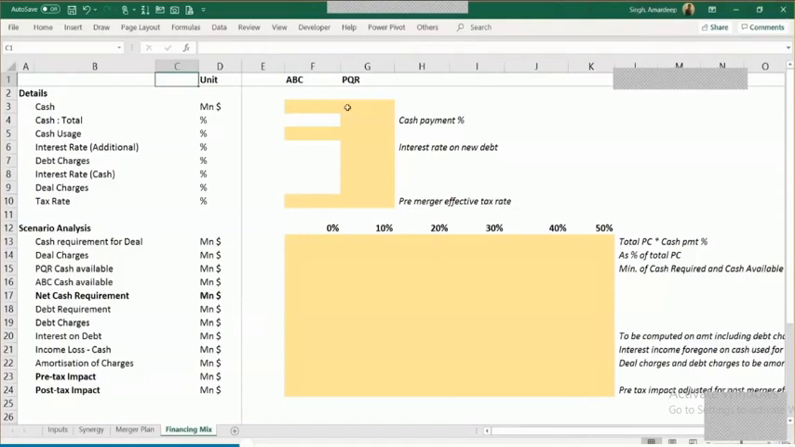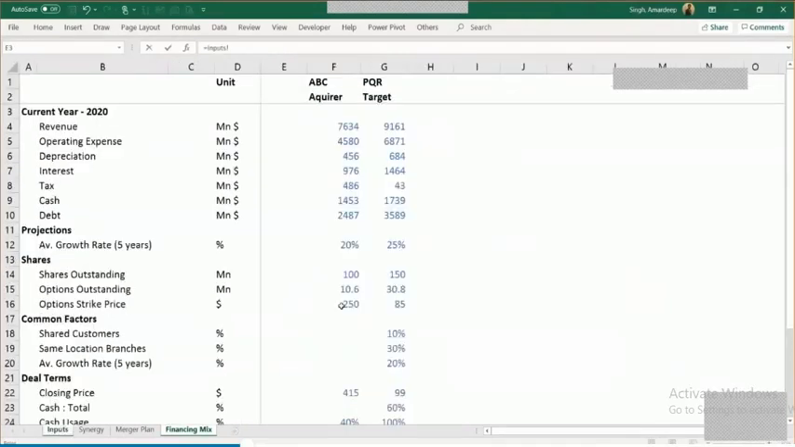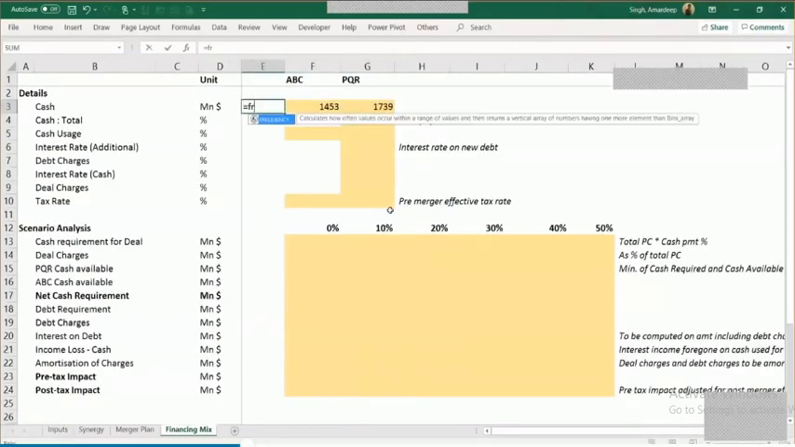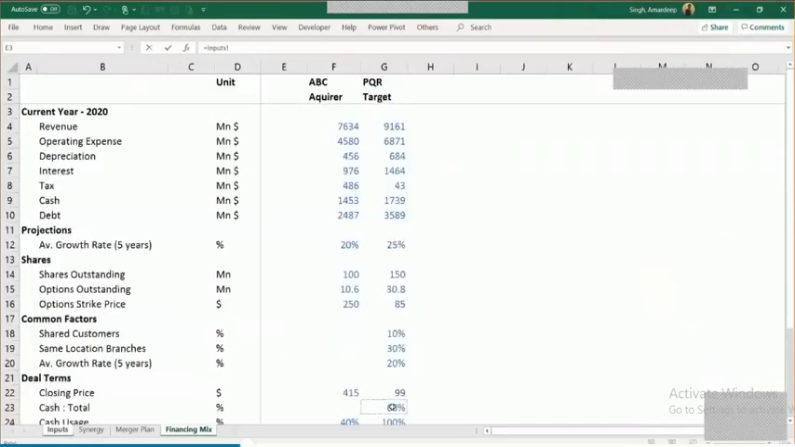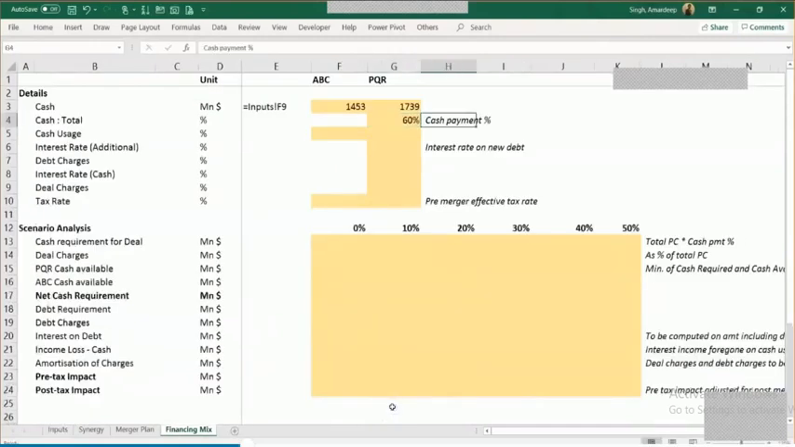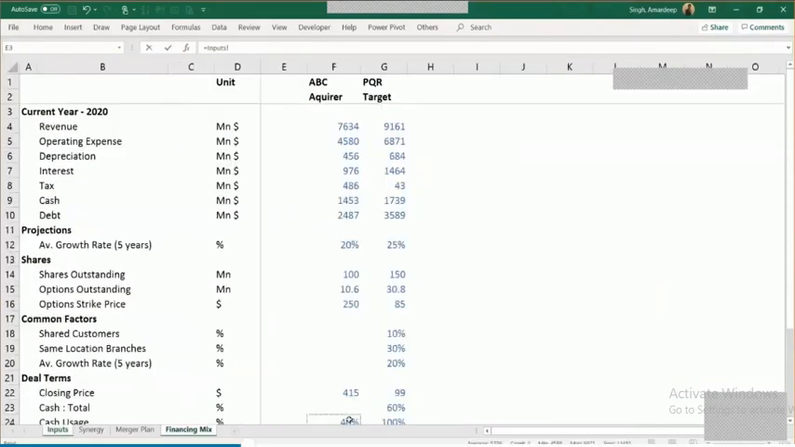I'm going to see what is the cash available in both the companies. In the input tab, I've got the cash position as 1453 and 1739 given over here. So let's pull those values here. And the cash payment percentage is 60%, as we discussed in the previous sheet. Cash usage, I will speak about it very shortly, but let's pull the data that's there in row number 24.